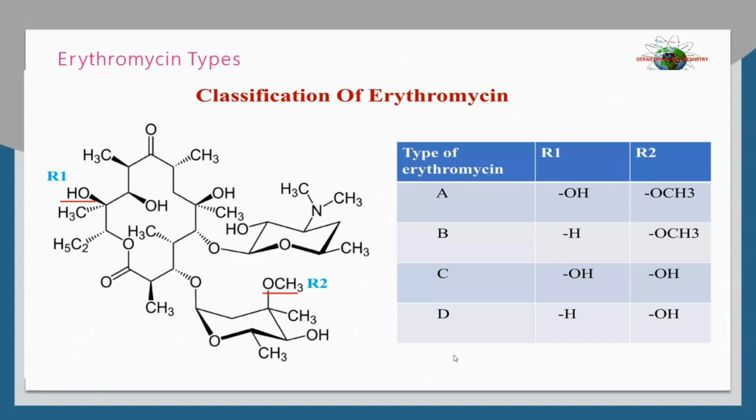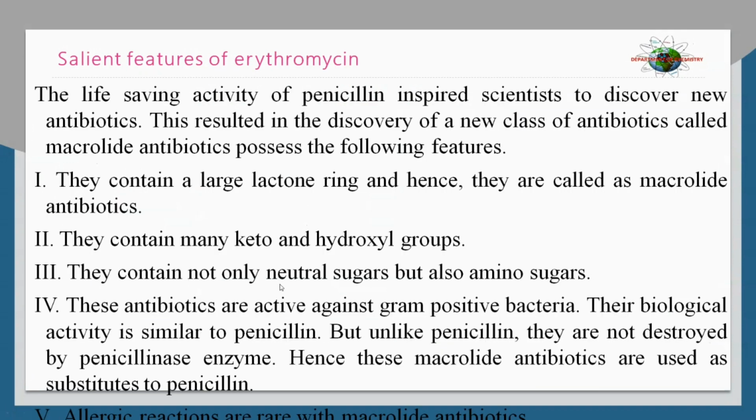Coming to the classification of erythromycin, this is the structure of erythromycin. In this, if we substitute OH and CH3 instead of R1 and R2, it is erythromycin A. If we substitute H and OCH3 instead of R1 and R2, it is erythromycin B. If R1 and R2 are both OH groups, it is erythromycin C. If we substitute H and OH, one hydrogen and one hydroxyl group, instead of R1 and R2, it is erythromycin D. So this is the classification of erythromycin.